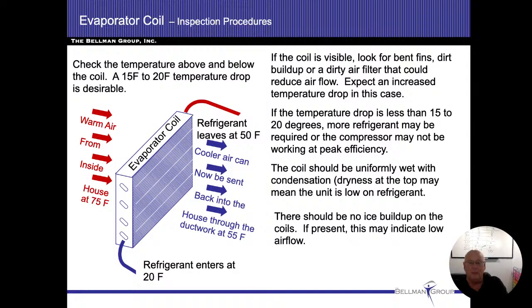If you can see the coil, we're going to be looking for damaged fins, bent fins, damaged tubing. You're going to look for brown or black stains. Sometimes they'll look like efflorescent stains as well. Those are going to be showing refrigerant leaks in the past.